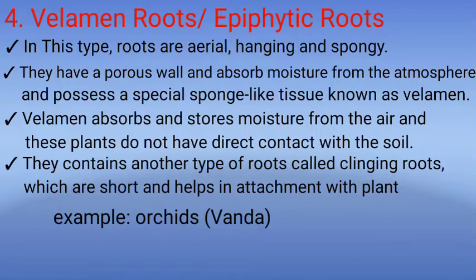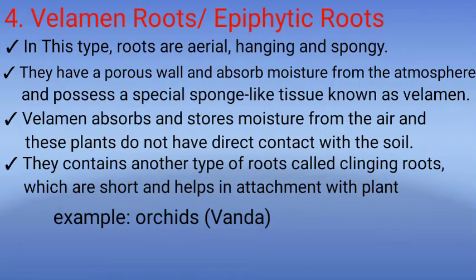They have a porous wall and absorb moisture from the atmosphere and possess a special sponge-like tissue known as velamen. With the help of this velamen tissue only, they can absorb moisture from the atmosphere and store it within them. So these plants do not have any direct contact with soil.